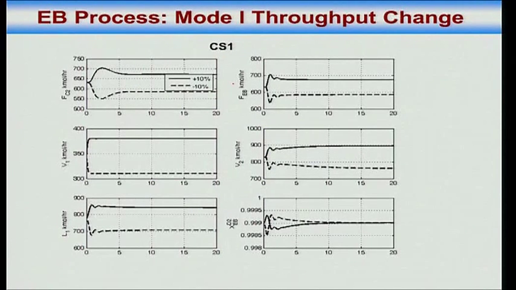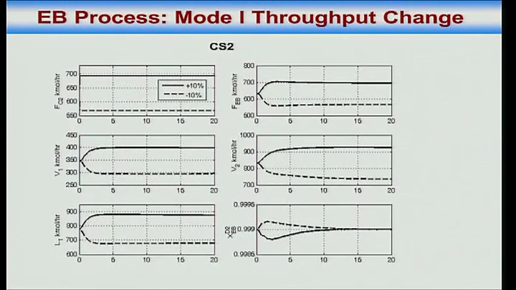Okay. So we have looked at 2 control structures. Now let's compare their performance. Mode 1, no input constraints are active, and therefore whether I am using the conventional control structure or the control structure that we have proposed, if you do a throughput change, plus minus 10%, everything is smooth. CS1 or CS2, it doesn't really matter. About 20 hours, your response is complete. Product purity is tightly controlled, smooth response.